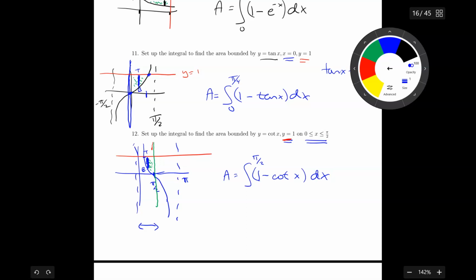And then I'm going to end building the rectangles at pi over 2. I can see that, but I need to find out where the beginning point of the integral is. So this will be where cotangent of x runs into 1. So this is cosine over sine equaling 1. So thinking about when that happens, that's going to be the angle of pi over 4.